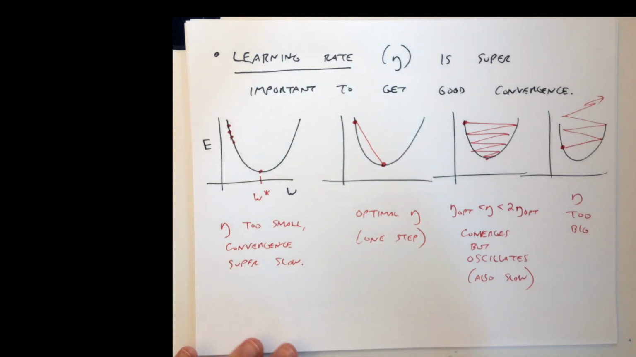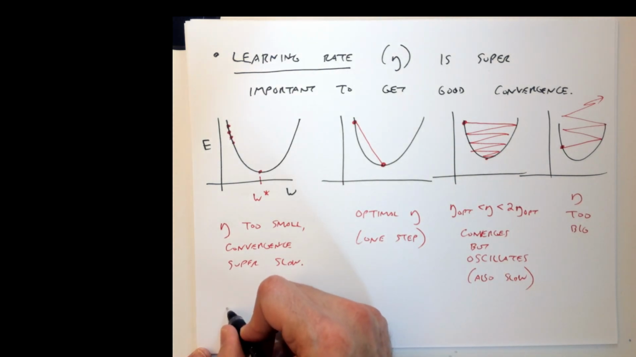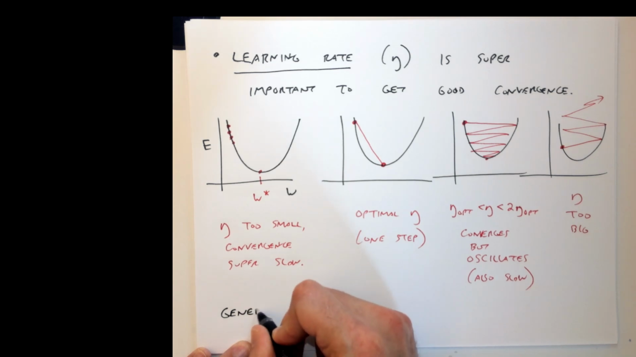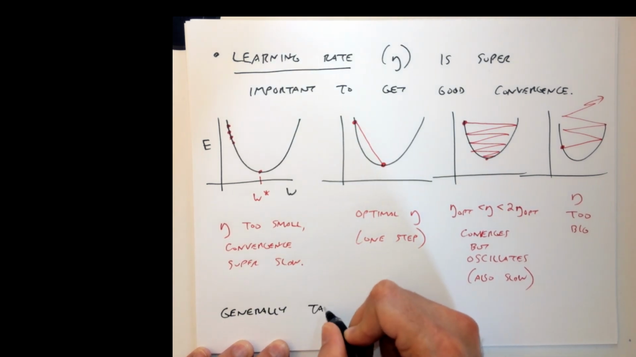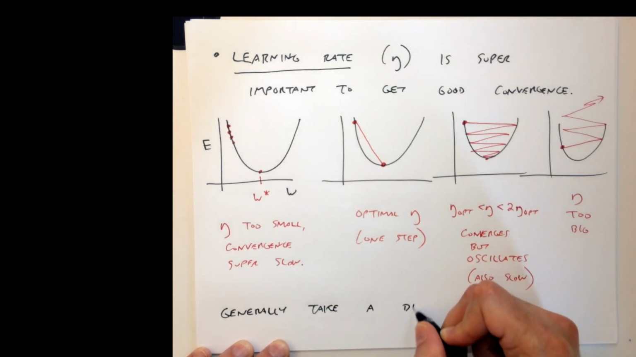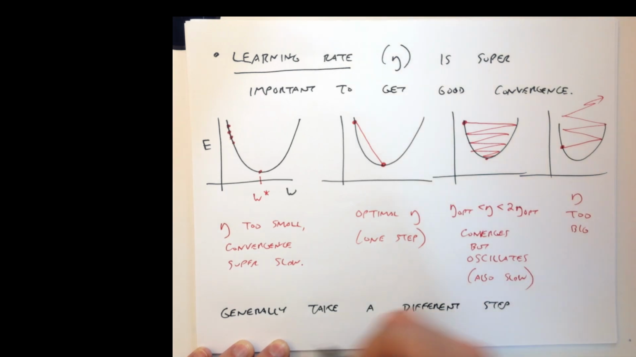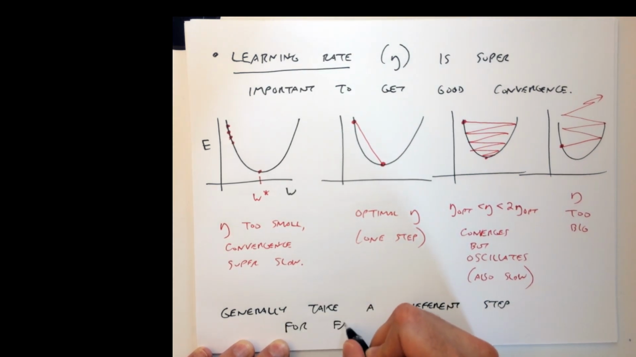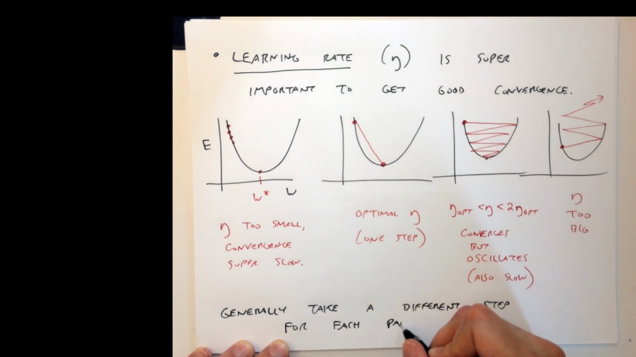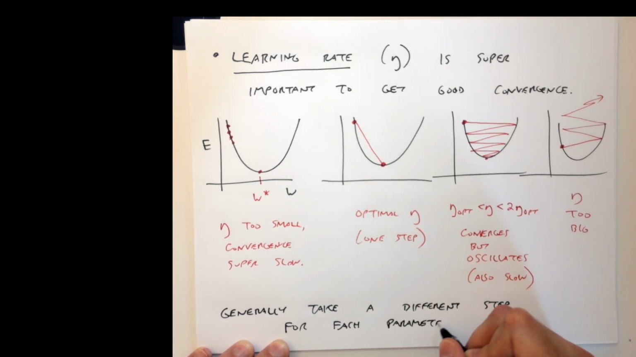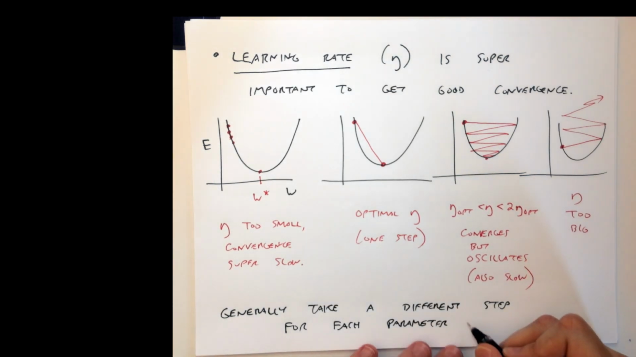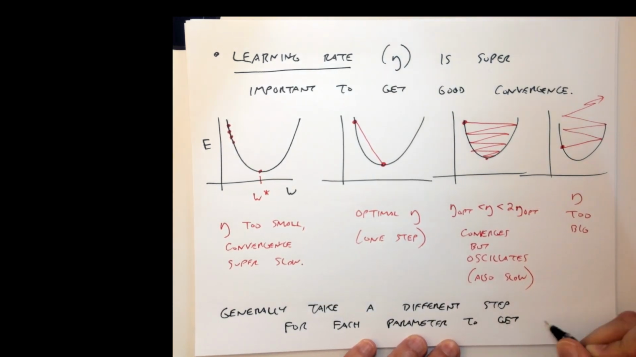So, let us say that generally I may take a different step for each of the many parameters that I have, to get everything to converge at the same time.